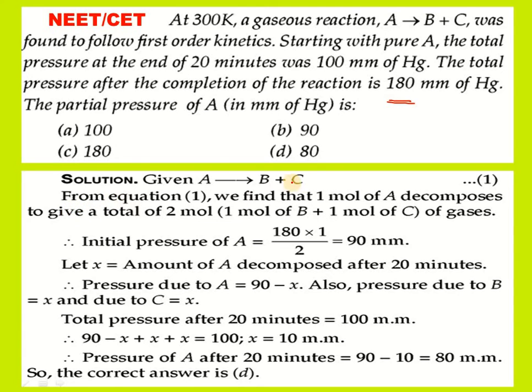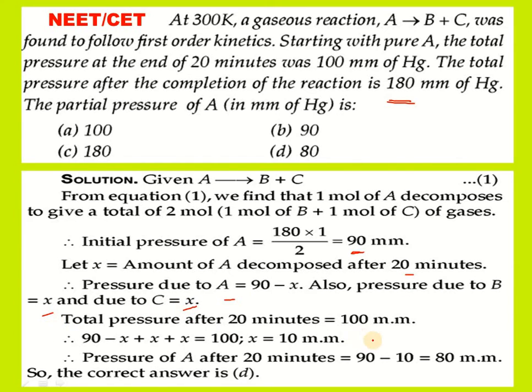Take this reaction, A gives rise to B plus C. In the equation, we find that 1 mole of A decomposed to give a total number of 2 moles: 1 mole B, 1 mole C. Then the initial pressure is 180 by 2, which is 90 millimeter Hg. So if X is the amount of A decomposed at 20 minutes, then the pressure of A will become 90 minus X, and the pressure of B and C will become X each.